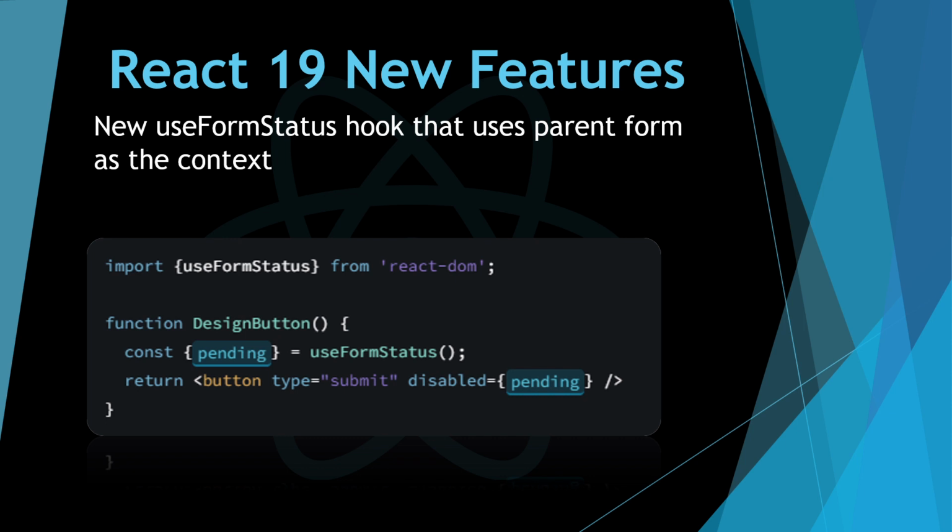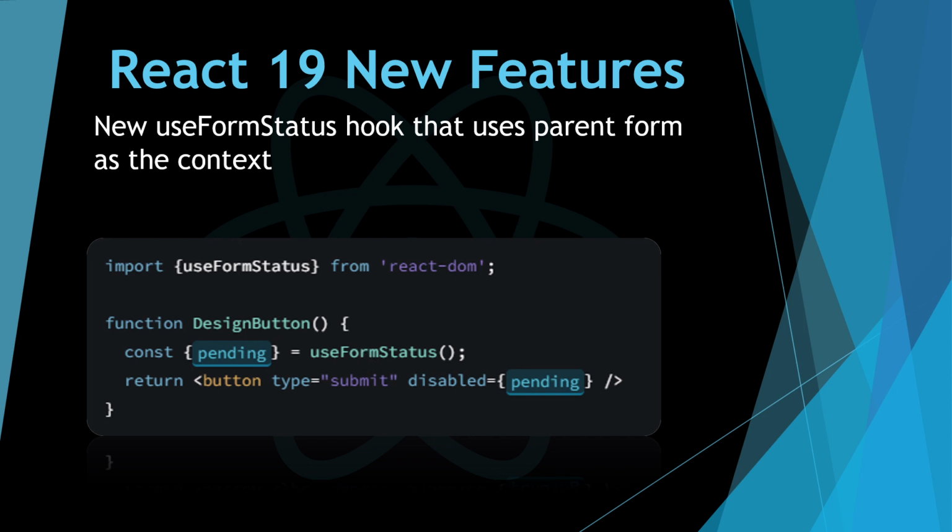And now you might be wondering how it handles the pending state. We are simply passing this pending here, but how does it take the reference? So this uses the parent form component as a context. If there was a parent component wrapping this button, then that will be used as a context, and that form will then be handled by this useFormStatus hook.